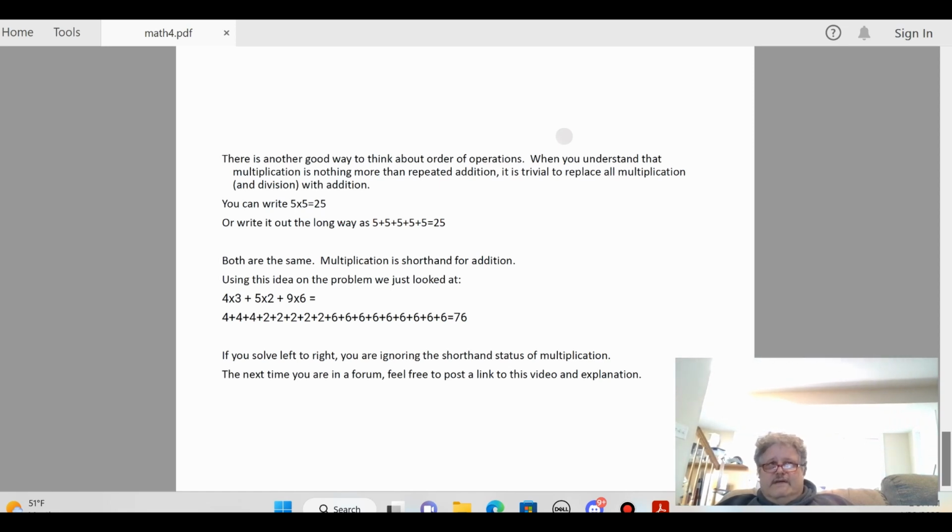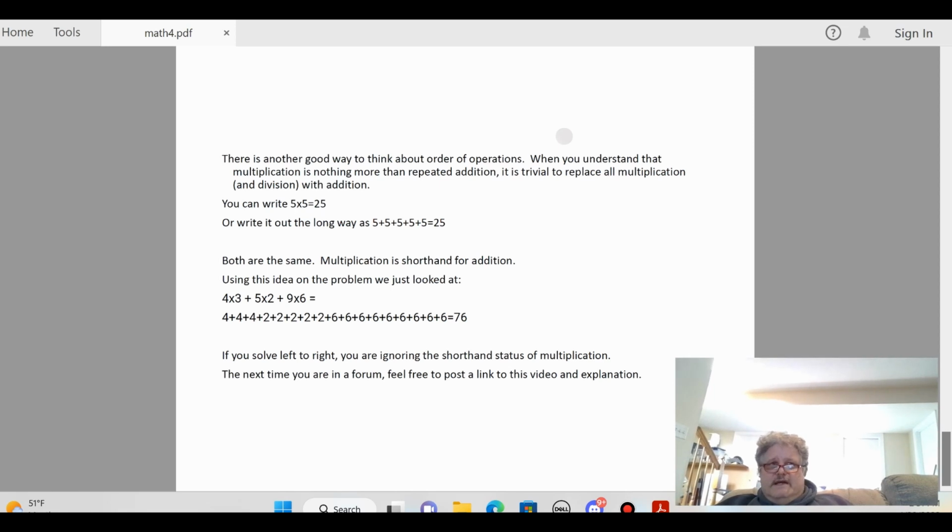It's trivial to replace all the multiplication and division with addition. So you can write 5 times 5 equals 25. You could write that out the long way and go 5 plus 5 plus 5 plus 5 plus 5 equals 25. Both are the same thing. They're equivalent. Multiplication is just shorthand for addition. And we've already said before that multiplication and division are the same operation.